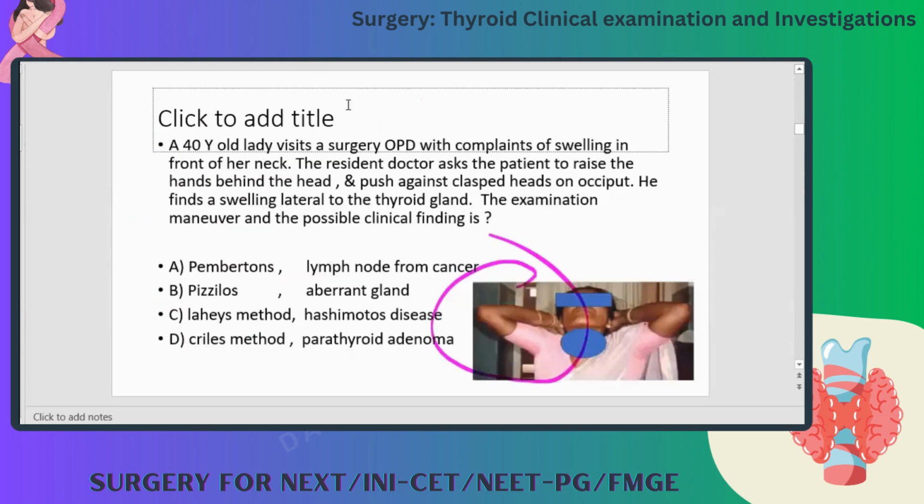So just remember what is Pemberton's. This is Pemberton's. Lahey's: push one side and palpate from the other side. Kocher's is using the thumb to find nodules. Using the thumb for nodularity.